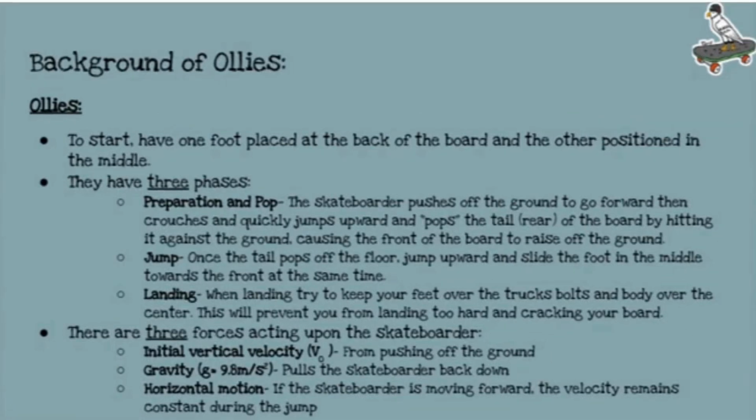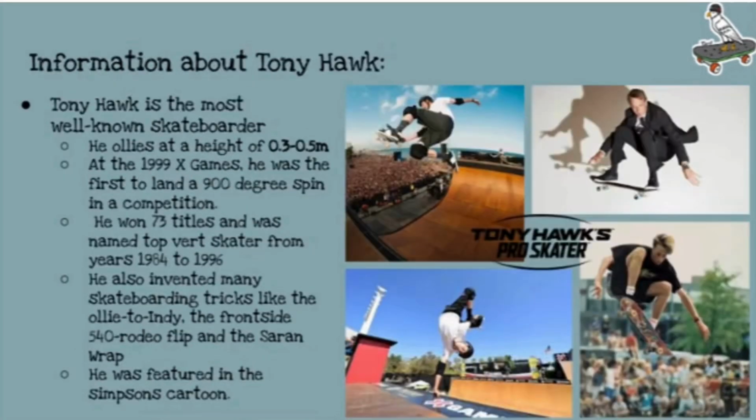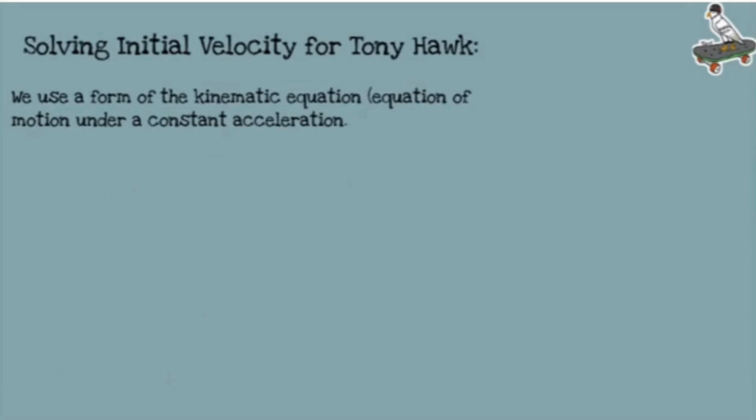There are three forces acting upon the skater: initial vertical force, which is from pushing off the ground; gravity, which pulls the skateboard back down; and horizontal motion, where if the skateboarder is moving forward, the velocity remains constant during the jump. Now, just some quick facts about Tony Hawk. He is the most well-known skater. He performs an ollie at a height of 0.3 to 0.5 meters, and he was the first person to land a 900 degree spin. So the first thing that we're going to solve for is initial velocity for Tony Hawk.